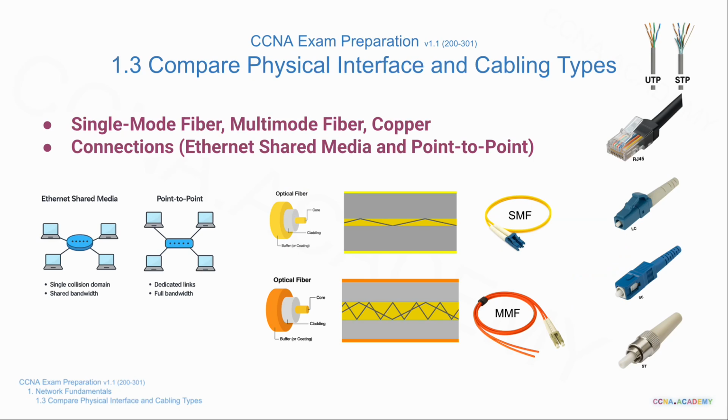In this section, we'll explore physical interfaces and cabling types, the foundation of network connectivity. We'll look at single-mode fiber for long-distance communication, multimode fiber for shorter high-speed links, and copper cabling for cost-effective LAN access. We'll also compare Ethernet shared media and point-to-point connections to understand how physical designs influence performance. Mastering these concepts is essential because choosing the right medium directly impacts bandwidth, reliability, and network efficiency.